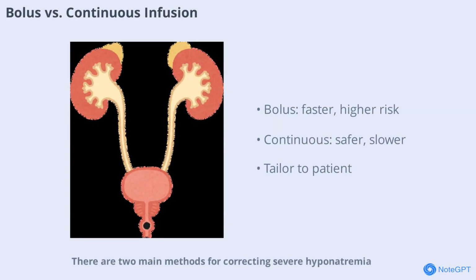There are two main methods for correcting severe hyponatremia: bolus and continuous infusion. Bolus infusion reaches target sodium levels faster but carries a higher risk of overly rapid correction, which can be dangerous. Continuous infusion is slower but safer, reducing the risk of complications like osmotic demyelination. The choice depends on the patient's symptoms and risk factors.